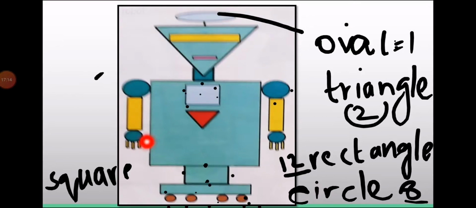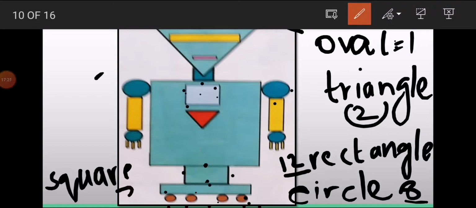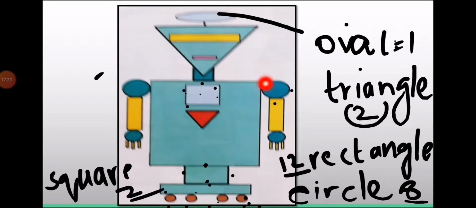Now check out the squares. This is the big square. This is the small square. So there are 2 squares present here. So this robot has 1 oval shape, 2 triangles, 12 rectangles, 8 circles and 2 squares. And we will write this on our notebook after drawing a table.